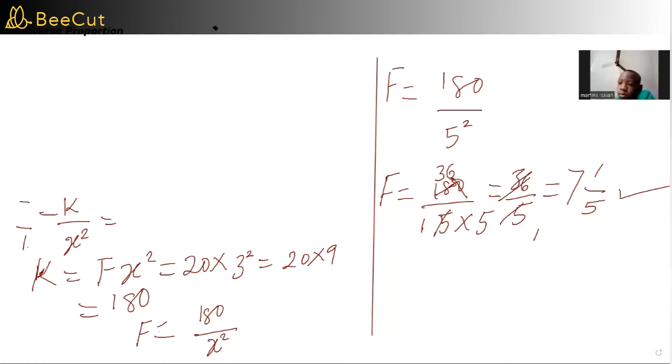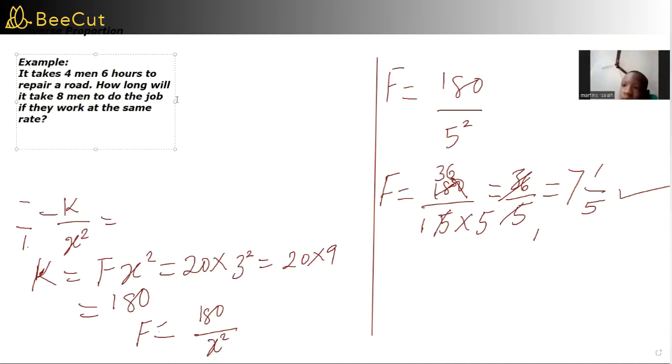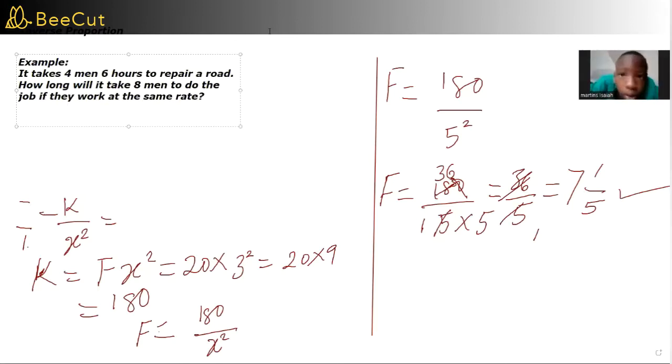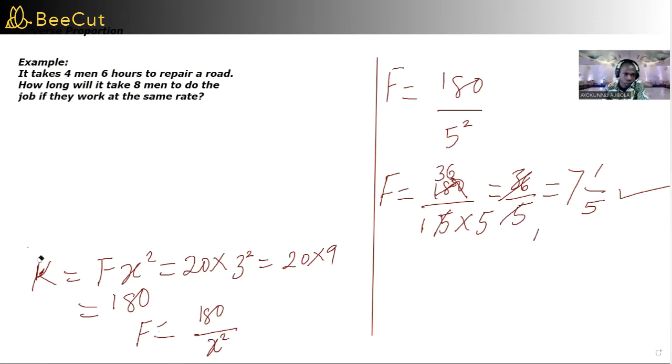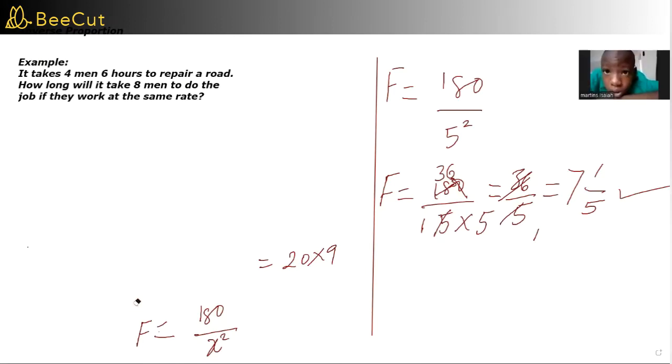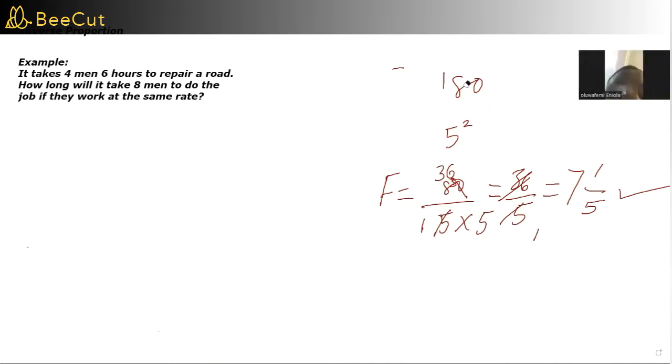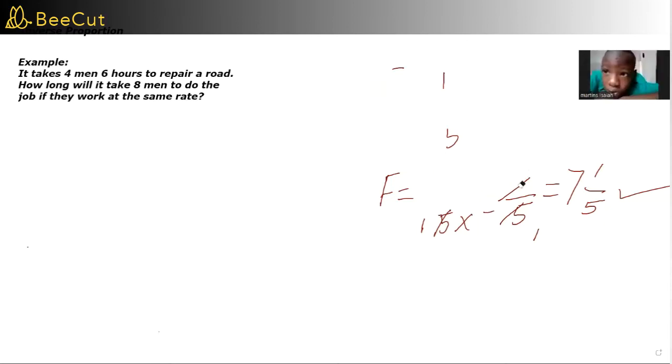So let's look at this. Read the question, both of you. It takes 4 men 6 hours to repair a road. How long will it take 8 men to do the job now, if they work at the same rate? Okay, Isaiah, read the question. Let me hear you. 4 men 6 hours to repair a road. How long will it take 8 men to do the job if they work at the same rate?